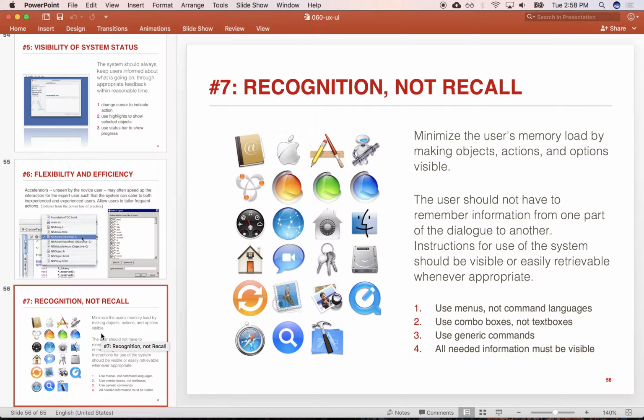Recognition, not recall, again. Not assuming that the user is going to use their mental capacity to remember things. Anything that we can represent visually as a state change or some abstract icon that can elicit some idea of what it is meant for, certainly that definitely helps.